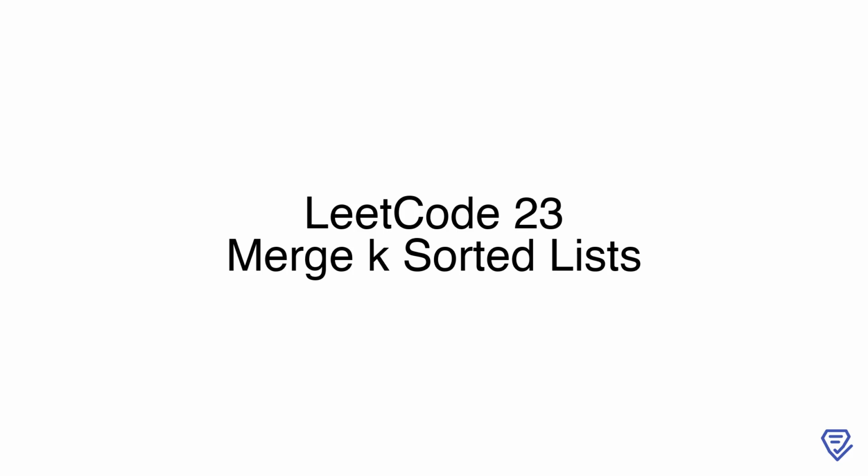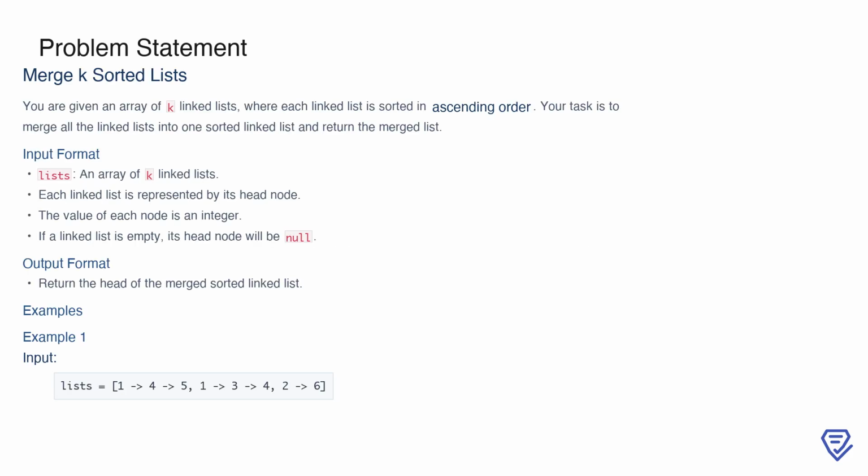Let's dive in. In this problem, we are tasked with merging multiple sorted linked lists into a single sorted linked list. The input is an array of k linked lists, where each linked list is already sorted in ascending order. The goal is to combine all these sorted linked lists into one unified linked list, still maintaining the ascending order, and return the head of the merged list.